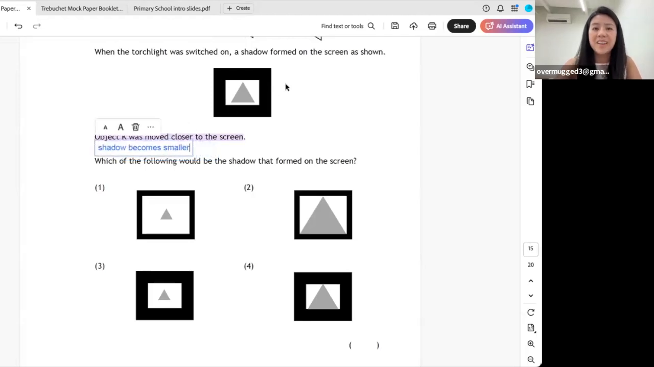Now for the cardboard cutout, it's not moved. So the size of the shadow of the cardboard cutout shouldn't change. Okay, which means we can eliminate option 1 and 2 as the answer. Now, between option 3 and 4, if you have identified this correctly, you should see a smaller shadow for this gray triangle, instead of option 4 where it becomes bigger. All right, so this would give us option 3 as the answer.